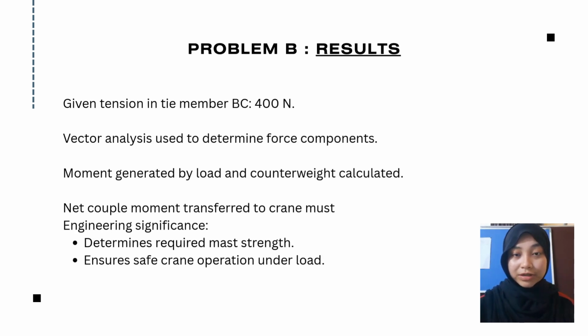Okay, for the results for this problem, given tension in tie member BC equals 400 Newtons. Vector analysis is used to determine force components. Moments generated by the load and counterweight are calculated. The net couple moment is transferred to the crane mast. The engineering significance is to determine the required mast strength and ensure safe crane operation under load.